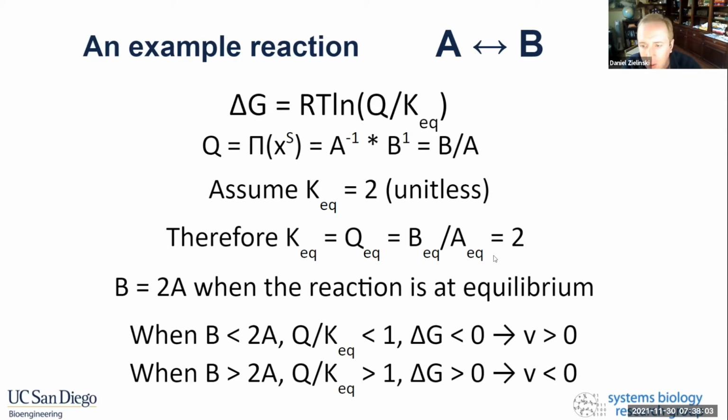So we can look at our equilibrium ratio and see that the products over the reactants are equal to 2 at equilibrium. So in other words, B equals 2A when the reaction is at equilibrium. However, when B is less than 2A, we know that our reaction is going to be proceeding in the forward direction, and when B is greater than 2A, our reaction is going to be proceeding in the negative direction. So all we have to do to determine what direction our reaction is proceeding in is look at our metabolite concentrations and compare them to our equilibrium constants for those reactions.